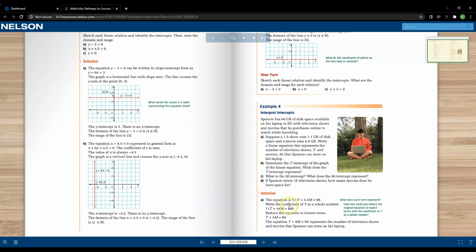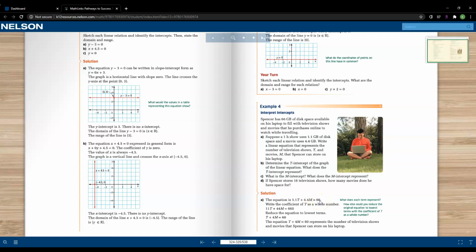Okay, so how do we do that? So what is T? 1.1 times T, the number of TV shows, plus 4.4 M, where M is the movies, is going to equal 66 gigabytes. So you're going to have to write the equation in this format from this information. 1.1 gigabytes is per TV show, so you multiply by T depending on how many you get, and 4.4 you multiply by M depending on how many movies you get, and together they need to add up to 66 gigabytes.